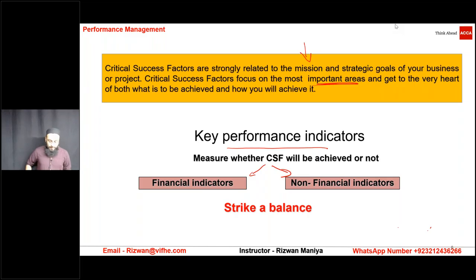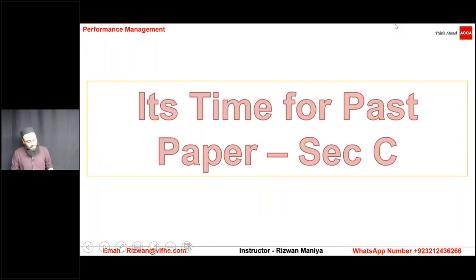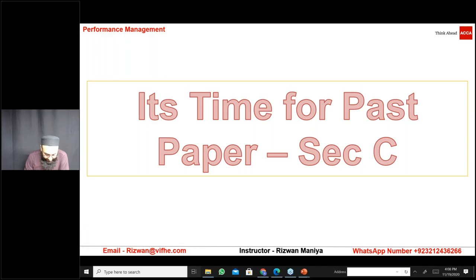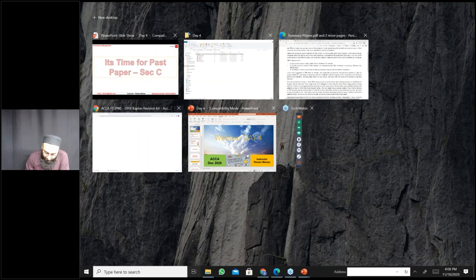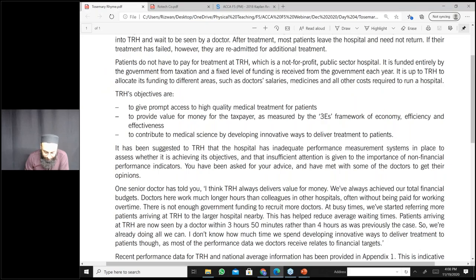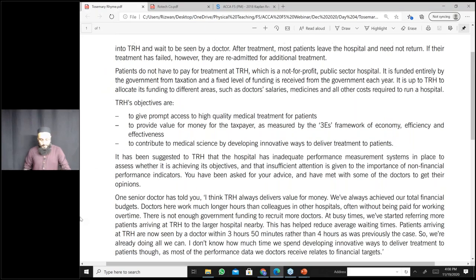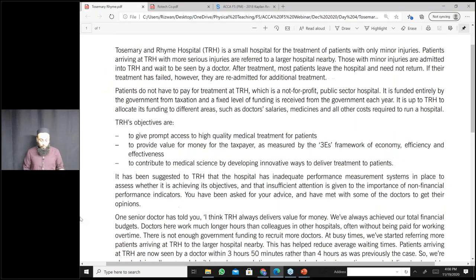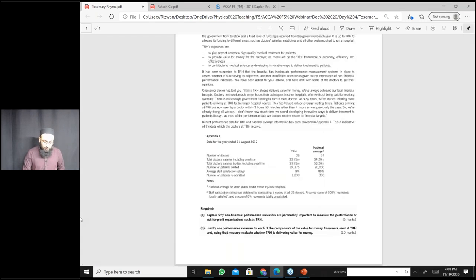Now, having said that, it's time to move towards a past paper question. Let's start with a past paper question and work back in the same way as we did yesterday. So I'm starting with a past paper question, and here we have the question. What I'll do first is read the requirement, as you all know, and through the requirement I will start my solution.